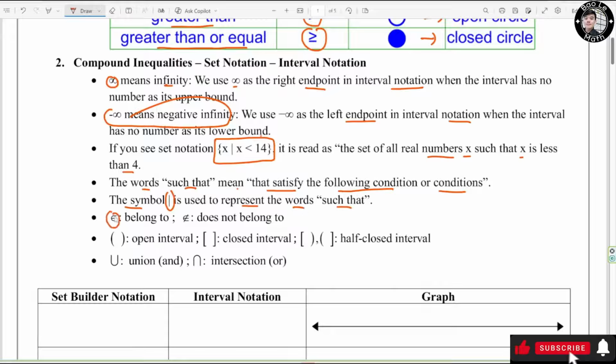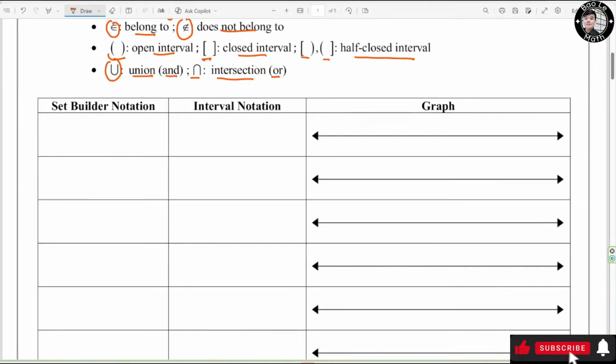This symbol represents belongs to. This symbol does not belong to. This is the open interval. This is the closed interval. These two have closed intervals. We're going to use this symbol if we see "and." This one represents the union between two intervals or more. We're going to use this one to represent intersection. Normally, we're going to see "or."